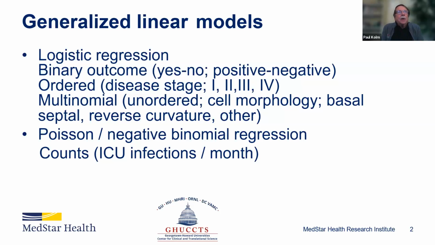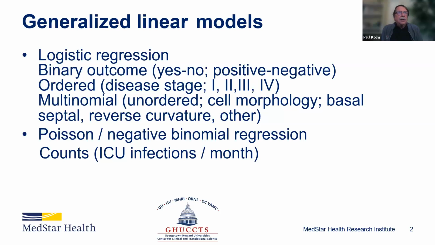But we also can do ordered logistic regression, where we have more than two outcomes, but they are ordered. So an example of this would be like disease stage or cancer stage. And then we can do what's called multinomial logistic regression, where our categories are unordered. And I'll give examples of both of these later on.